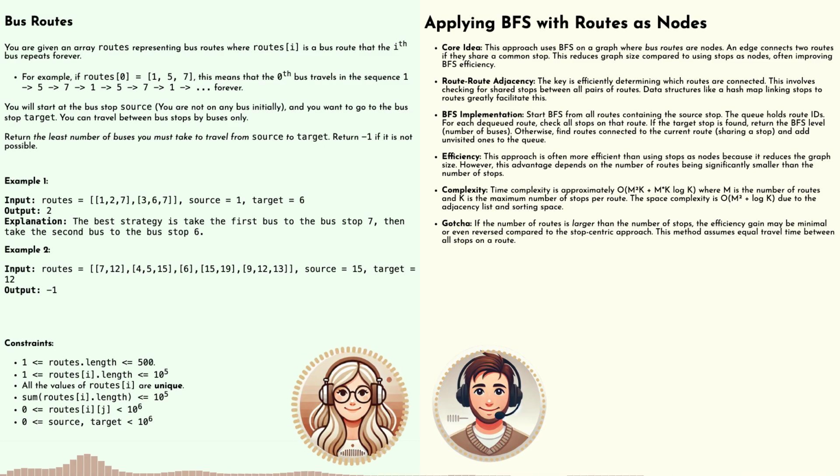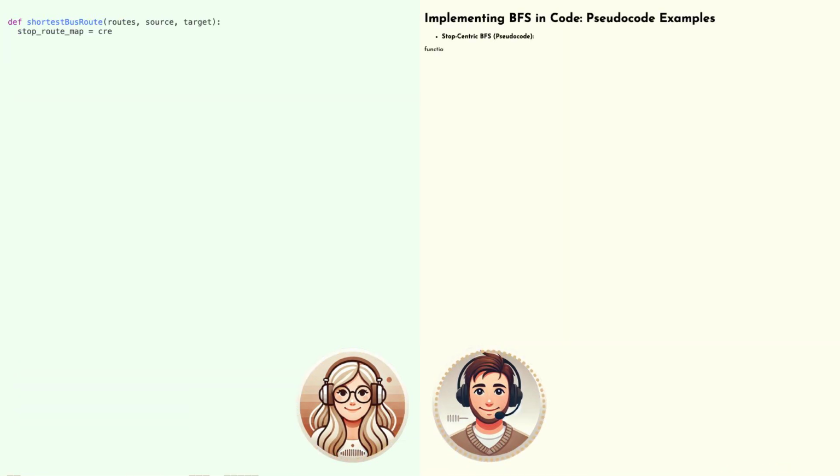So we've got the stop route map, which is like a detailed guide for each stop. And then we've got this route as nodes approach, which is more about seeing the big picture connections. And they both use BFS. It's the same underlying principle, but with a different twist. It's like having a toolbox full of these different techniques, and the question is, which one do we use for this particular problem?